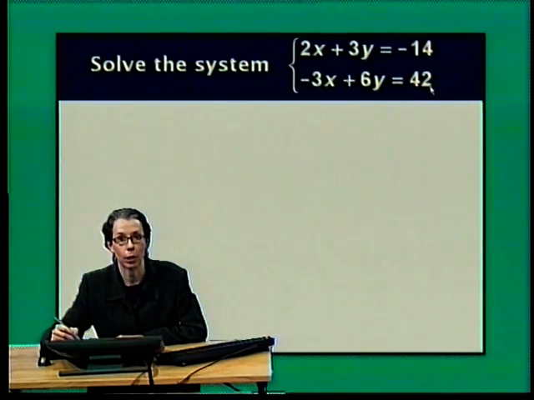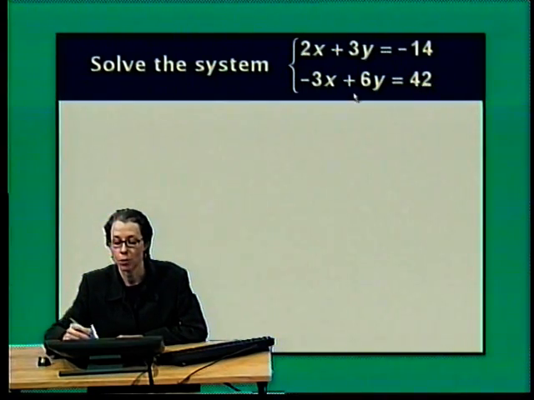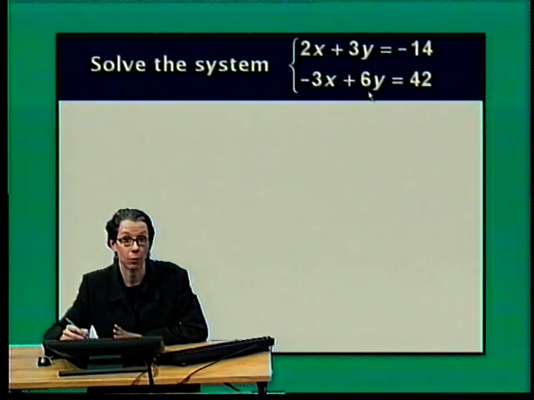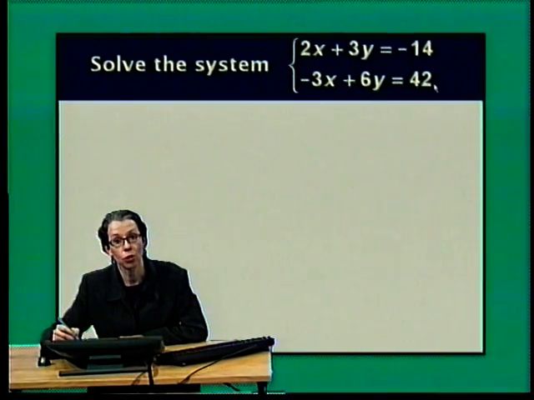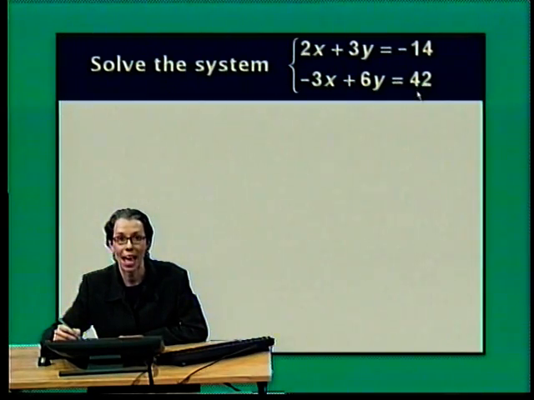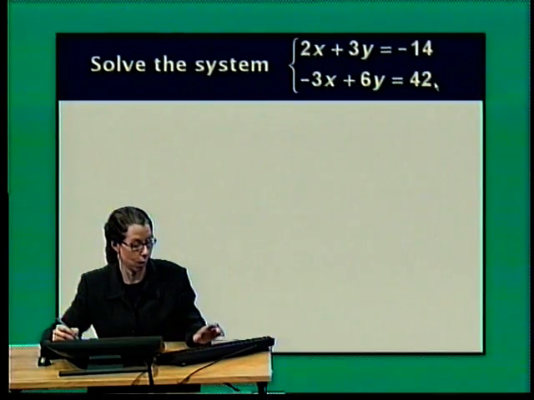Let's look at the second equation. Imagine here that I was trying to isolate x. At some point I might divide by -3. Well, 6 is a multiple of 3, so I would get an integer. 42 is also a multiple of 3. The way I know that quickly is if I add the digits, 4 plus 2, that equals 6, and 6 is a multiple of 3. So 42 is a multiple of 3 as well. So I think I'm going to use the second equation to solve for x in terms of y.